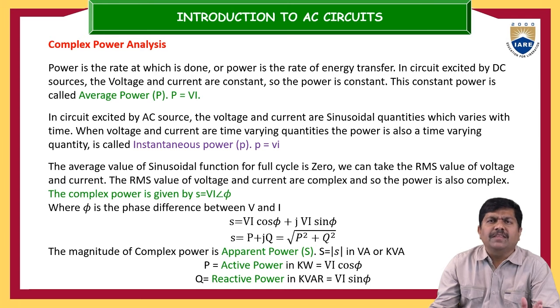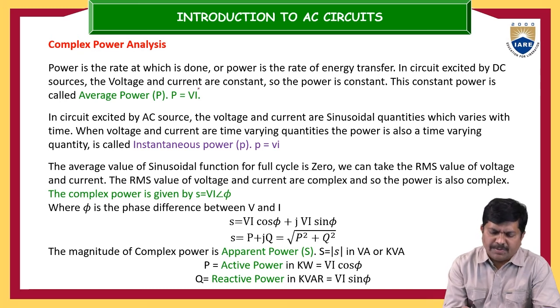It will not change with time, because this is not an alternating quantity, whereas in alternating quantities the voltage and current magnitude will change. So that's why the voltage and current are constant, so the power is also constant. This is called the average power, and this power is represented as V into I.